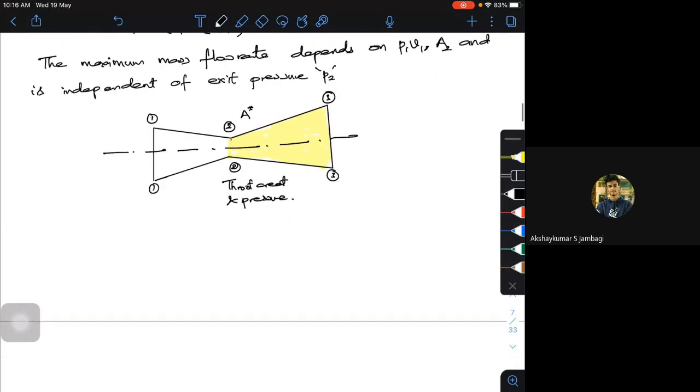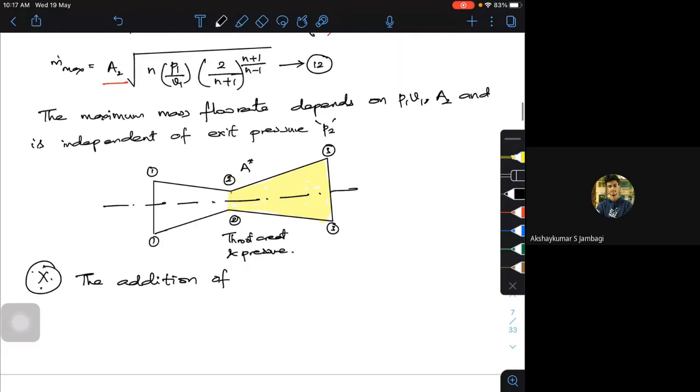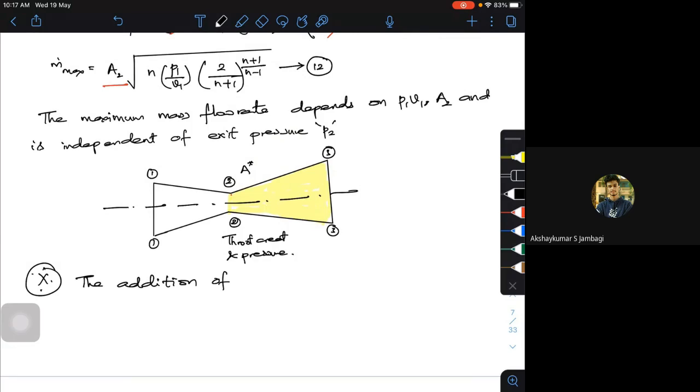Let me write that. The addition of the divergent part is a note actually. Sir, but inlet pressure is not equal to the throat pressure, no, sir? No, see, look at this. That is independent of the pressure. This mass flow rate equation I am using is only related to inlet pressure. Nowhere do I have a throat pressure or an exit pressure in the equation.